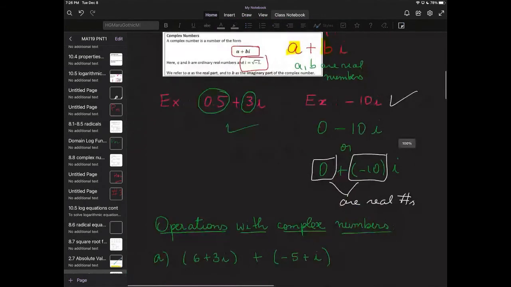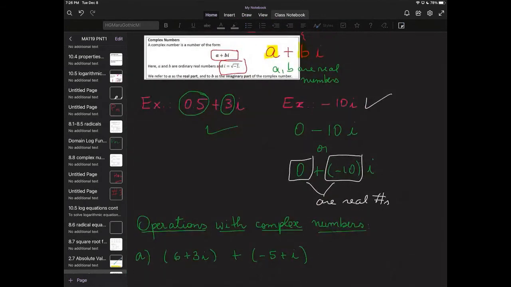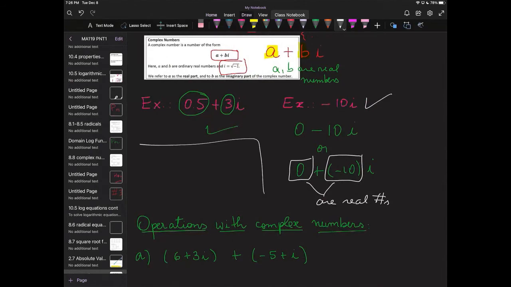And because I can represent the number negative 10i in that form, it means that this number is a complex number. Just to move a little bit away from that, if you have any real number, let's say 5, which is a real number, it is also a complex number because we can write 5 as 5 plus 0 times i. So if any real number can be written as a real number plus 0 times i, we know that all real numbers are complex numbers.